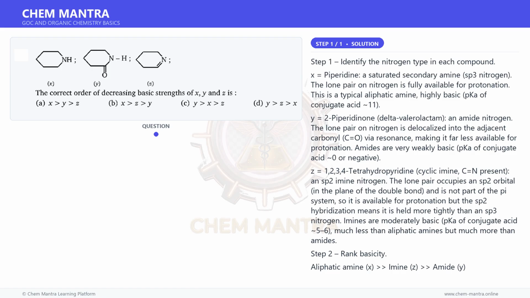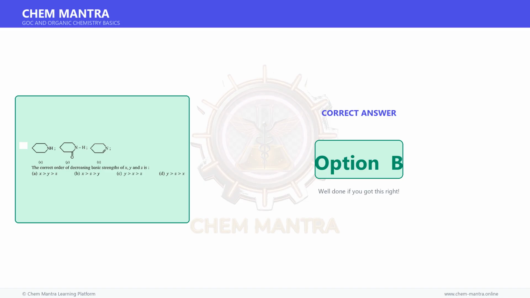A. X, Y, Z, is wrong because amide Y is far less basic than imine Z. C. Y, X, Z, is wrong because amide is least basic, not most. D. Y, Z, X, is wrong for the same reason. Therefore, the correct answer is option B.